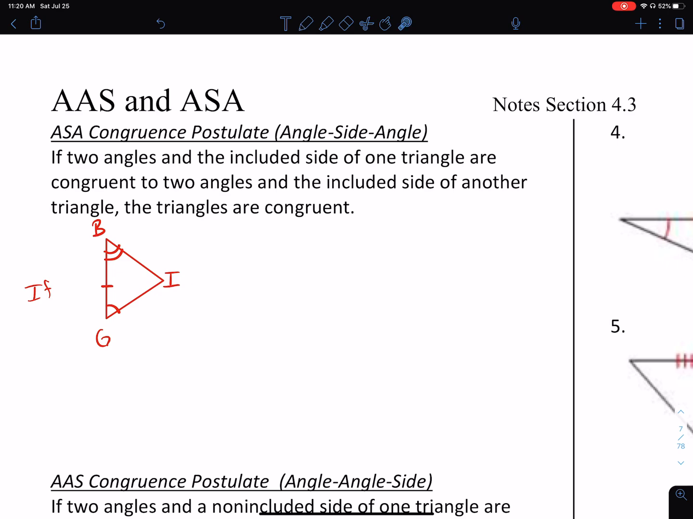If 2 angles and the included side of one triangle are congruent to 2 angles and the included side of another triangle, so let me draw another one. Two angles and the included side, then the conclusion that we can make is that these 2 triangles are congruent to each other, which in turn tells us that the corresponding angles and corresponding sides have to be congruent as well. That's what it means for 2 triangles to be congruent. That's 2 angles and the included side.